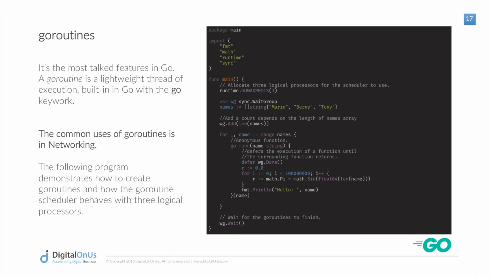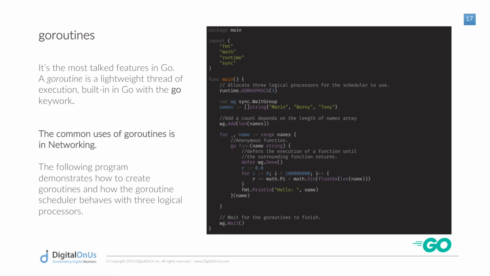One of the most talked about features in Go is goroutines. A goroutine is a lightweight thread of execution. It's built into Go with the go keyword. The common uses of goroutines are in networking. For example, if we want to upload many images to an S3 bucket, we can use goroutines in order to run each upload call independently.